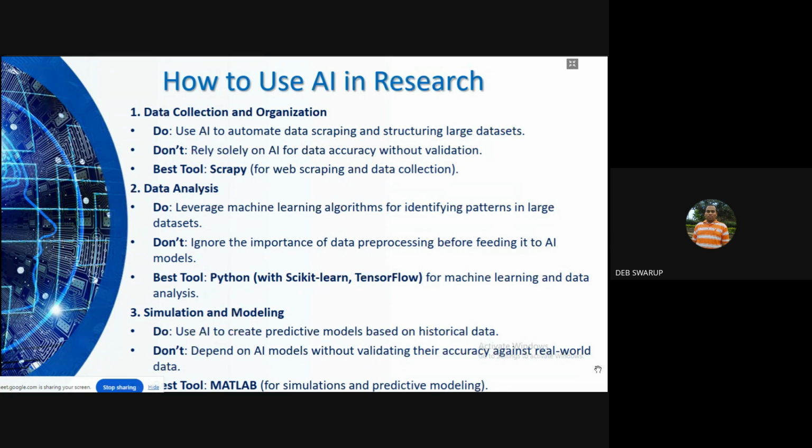Then the next one is simulation and modeling. For simulation and modeling, the best tool is MATLAB. Now, there are alternatives available. There is an alternative called Scilab, which is open source. But again, in MATLAB, you can get a second chance or a third chance. You can stop a program, correct your code, and then rerun it. But in Scilab, that part is not there.